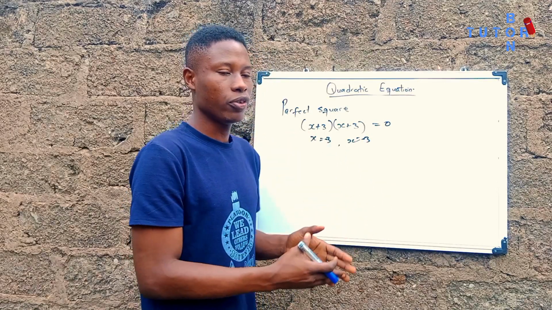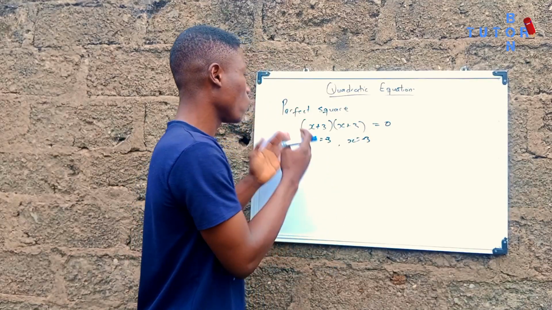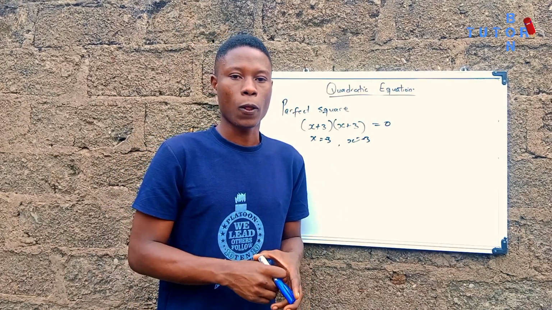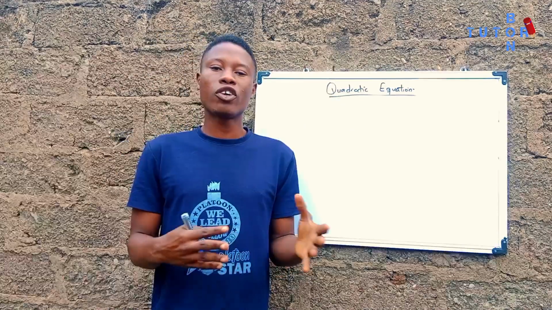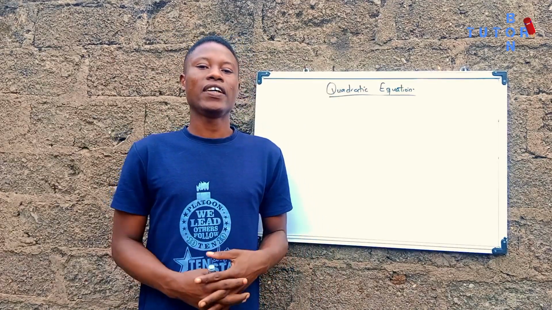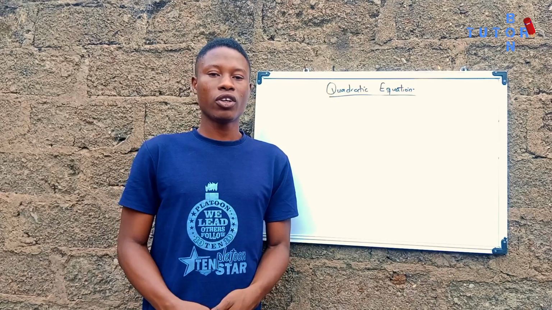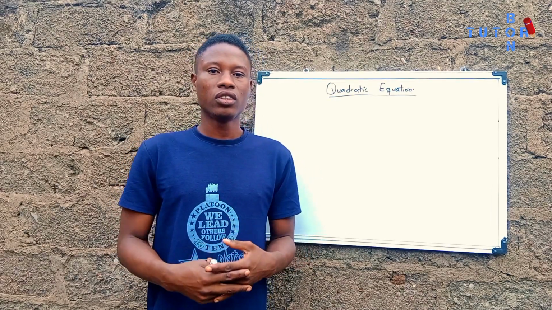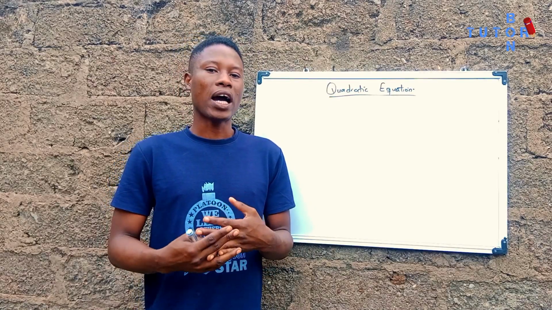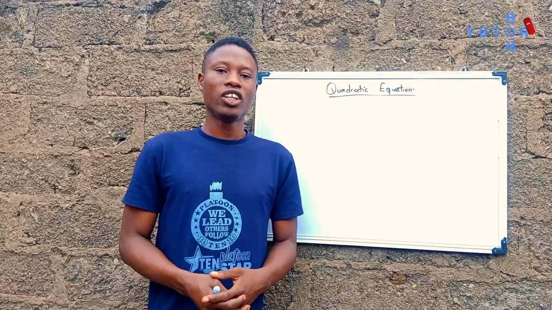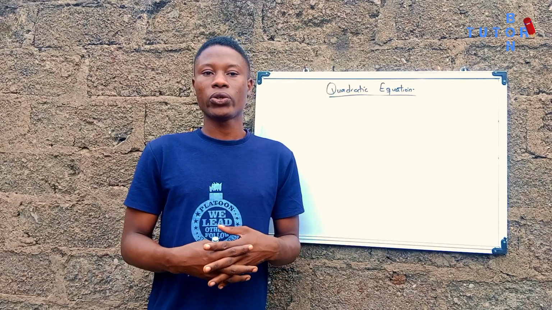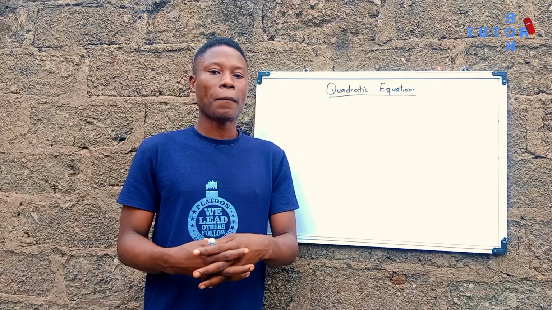This is just a brief explanation on what we understand by perfect square and difference of two squares. Now, speaking of quadratic equations, there are different methods of solving them. Number one, we have the factorization method. Number two, we have the completing the square method. Number three, we have what we call the general formula method, which is also called the quadratic formula method.